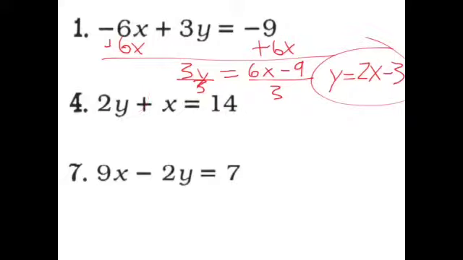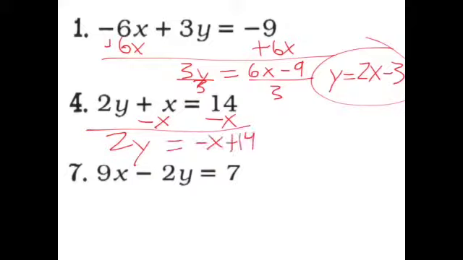I need to get my y all by itself, so I'm going to get rid of the x part by subtracting x from both sides. We'll get 2y, that's a y, equals negative x plus 14. Divide everything by 2, you'll get y equals negative 1/2 x plus 7.